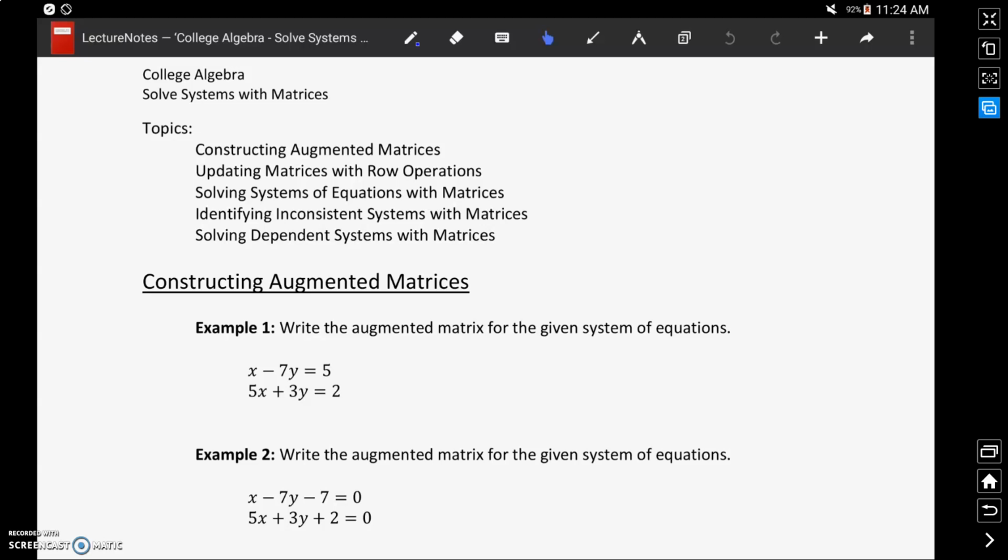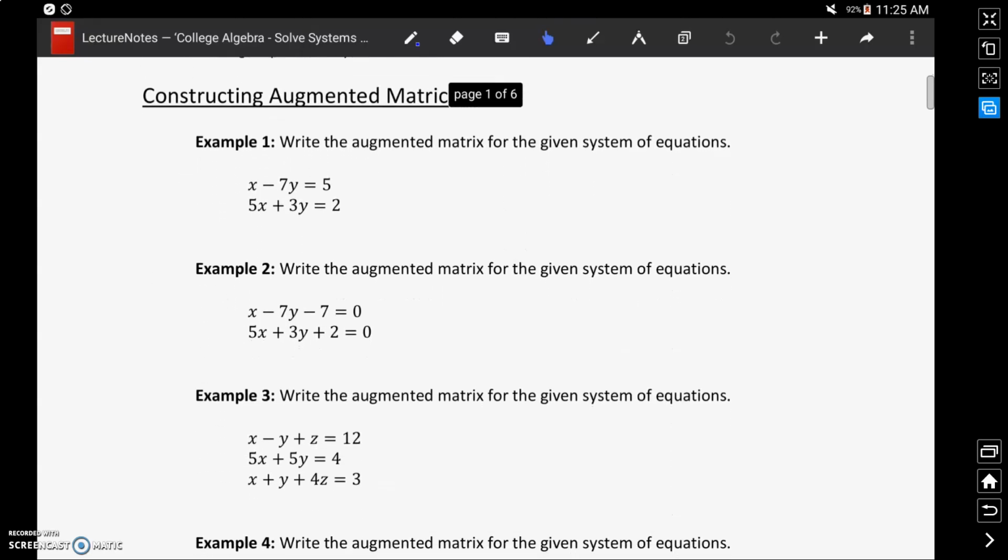In this section, we want to introduce a new method for solving systems of equations, whether we have 2 equations, 3 equations, or even more equations, as we'll see, which is using neither the elimination method nor the substitution method. Instead, what we're going to use are something called matrices.